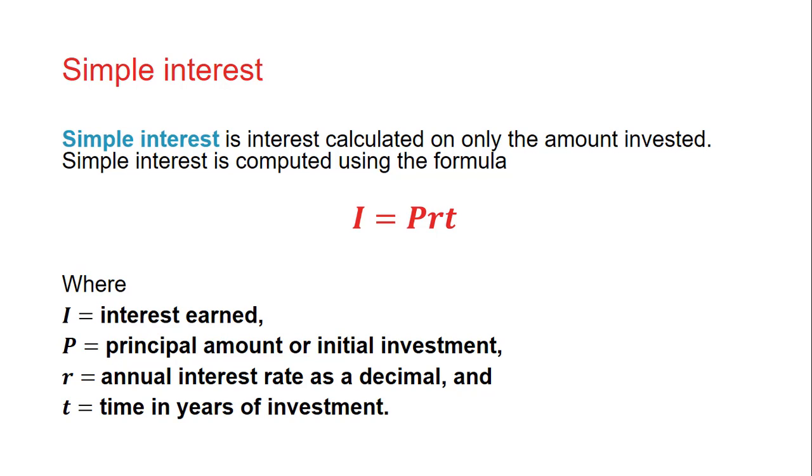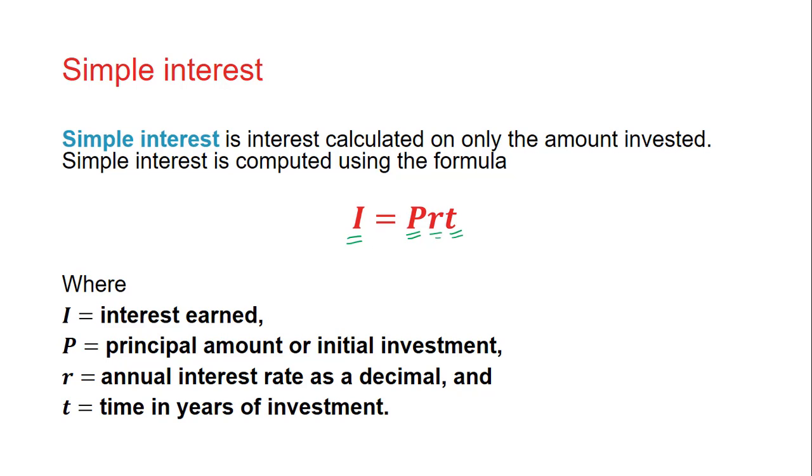Simple interest is interest calculated on only the amount invested or the amount borrowed. Simple interest is computed using the formula I equals P times R times T, where I is the interest, P is the principal amount, that is the amount you initially borrow or the amount you initially invest. R is the interest rate, we always convert to a decimal, and T is the time in years of investment. This is not the main formula we're going to look at, but this is the one that drives the next formula that we're going to talk about.